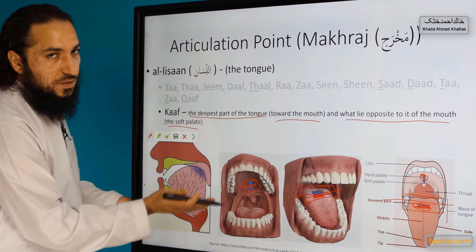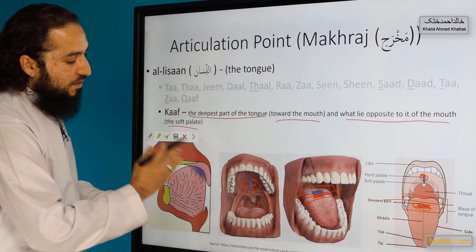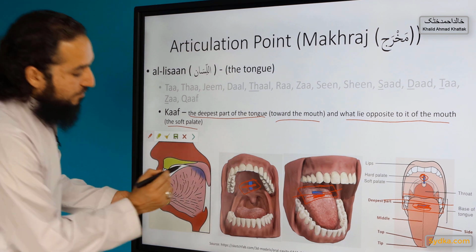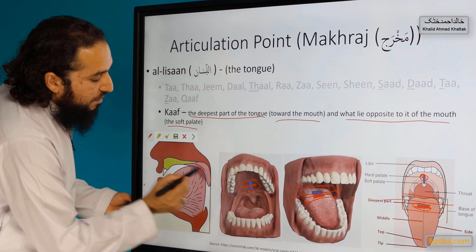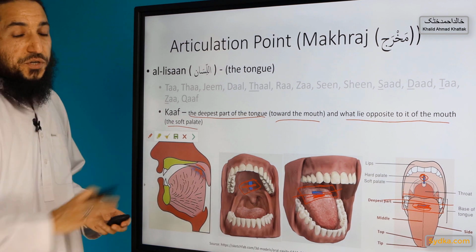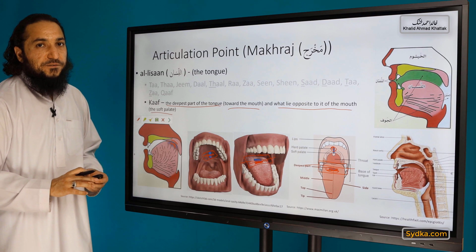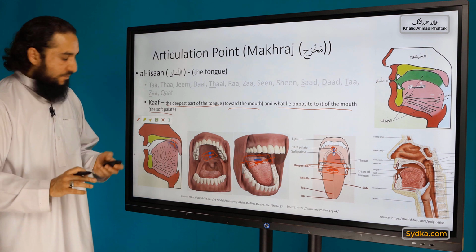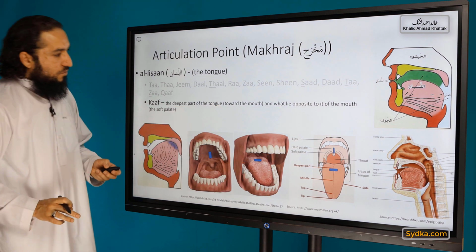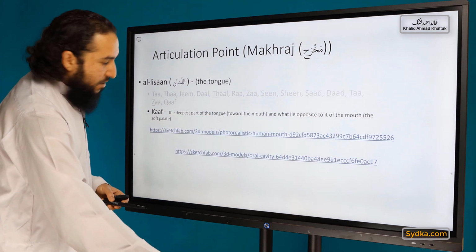The Qaaf was just down there and the Kaaf is a bit upper, you can see here, and the soft palate touching here. Okay, so this is the articulation point for Kaaf, or the sound ak, ak. Okay, let me go to the 3D model and explain it there.